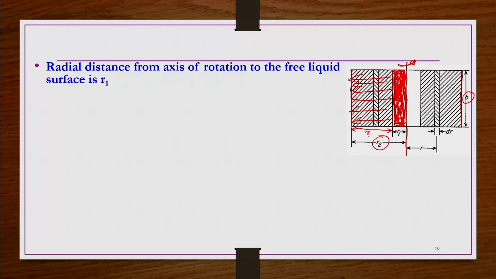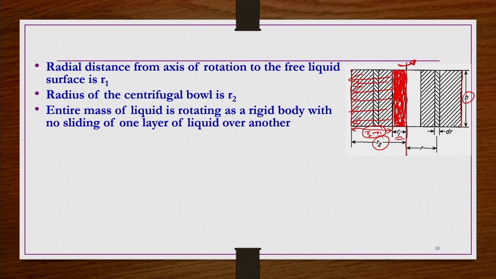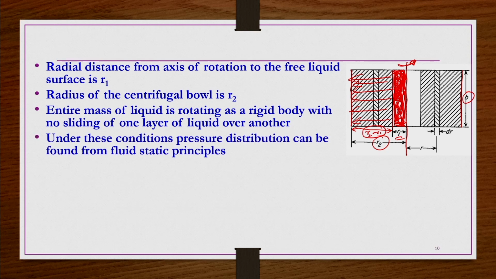R2. So R2 minus R1 is nothing but the thickness of the liquid forming a layer along the surface, and the radial distance from the axis of rotation to the free liquid surface is R1. The radius of the centrifugal bowl is R2. The entire mass of liquid is rotating as a rigid body with no sliding of one layer of liquid over another. Under these conditions, pressure distribution can be found from static principles.